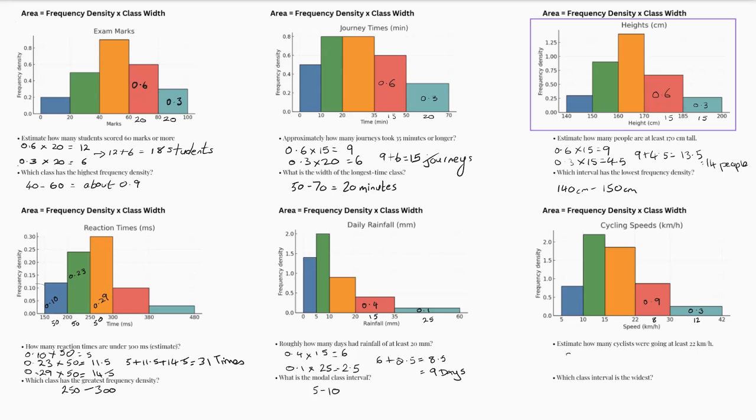So what have we got? We've got frequency times class width, the width of the bar, which is 8, and we have 0.3. So that's 7.2. Once again, it's a decimal and it's asking us how many cyclists were going, so we're going to round it up to 11 cyclists.